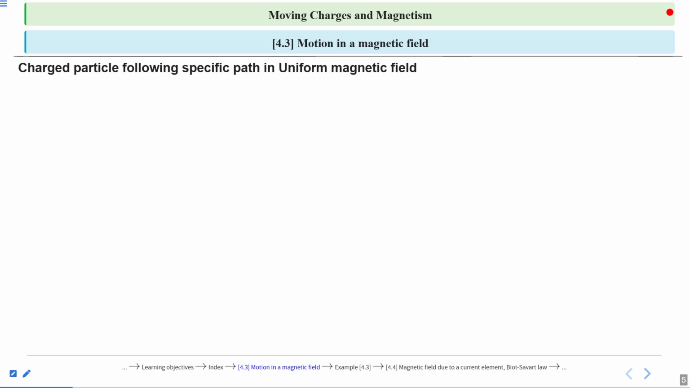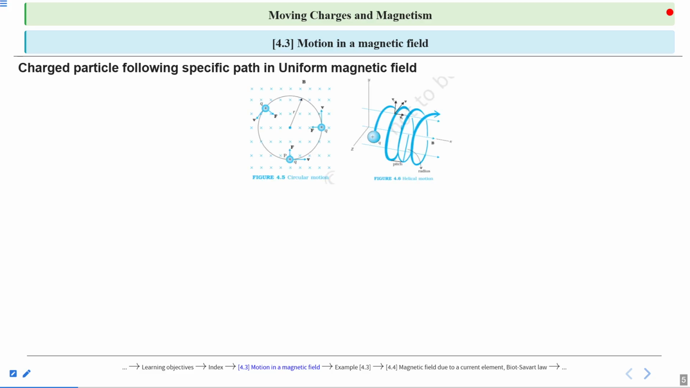So the topic is NCERT section 4.3, motion in a magnetic field. A charged particle follows a specific path in a uniform magnetic field. This is figure 4.5 and figure 4.6. In figure 4.5 there is a circular path of a charged particle, and in figure 4.6 there is a helical motion. We are going to discuss these two types of motion of a charged particle in a uniform magnetic field.